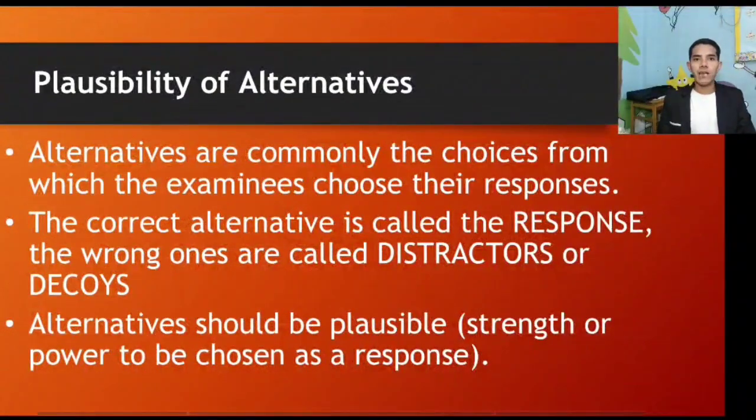So, okay, we have the plausibility of alternatives. Again, pag sinabing plausibility of alternatives, kakayahan na piliin. Alternatives are commonly the choices from which the examinees choose their response. Ito yung mga choices na meron tayo sa isang test. And the correct alternative is what we call the response, and the wrong ones, yung mga maling sagot na pagpipilian lang or option lang, are just distractors or decoys.